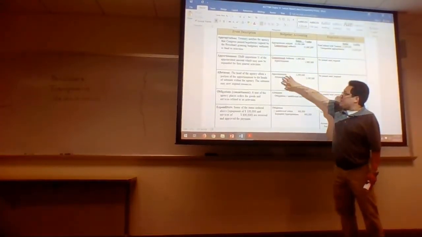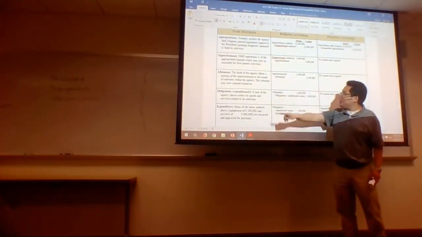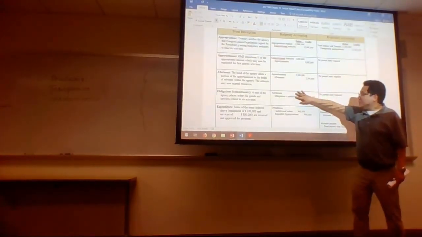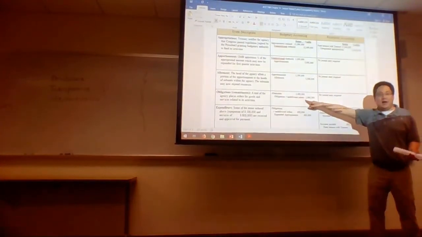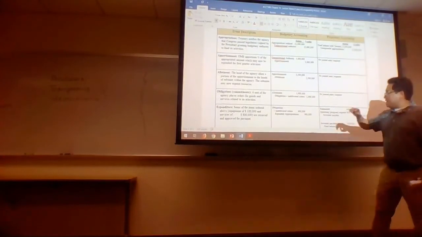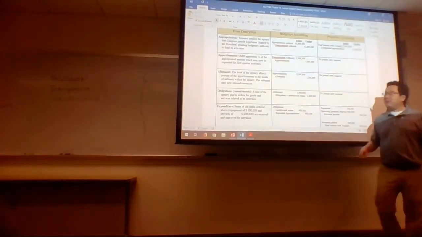When you do the next step, when you have an allotment, what goes down? The apportionment goes down. What goes up? Allotment goes up. When you have an obligation, what goes down? Allotment goes down and the obligation goes up. And then when you expend the money, then the obligation goes down and then you've spent the money.